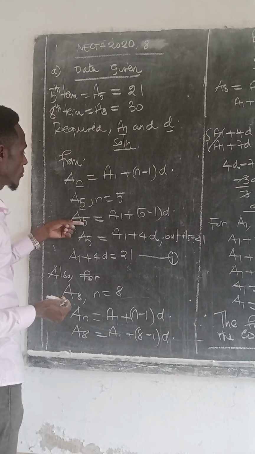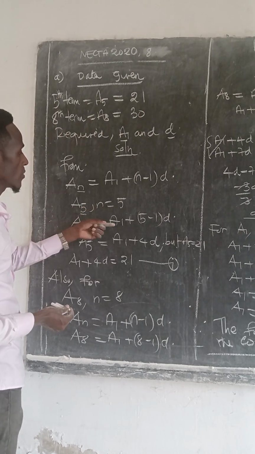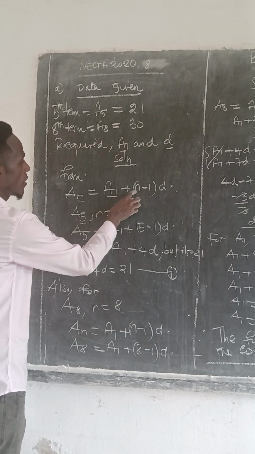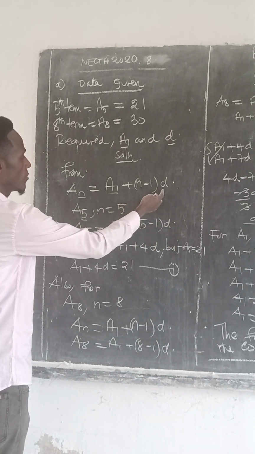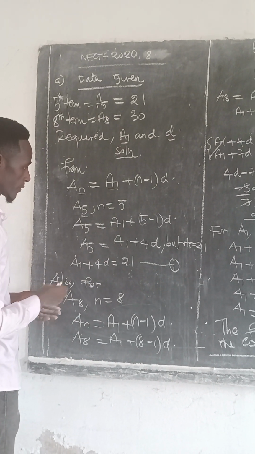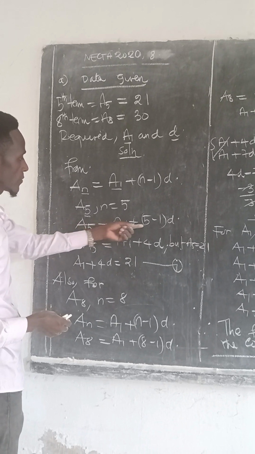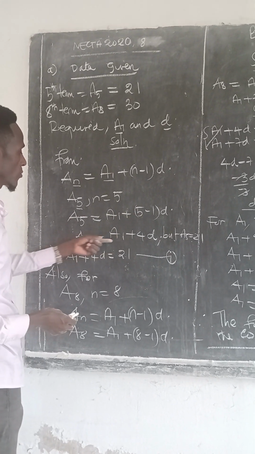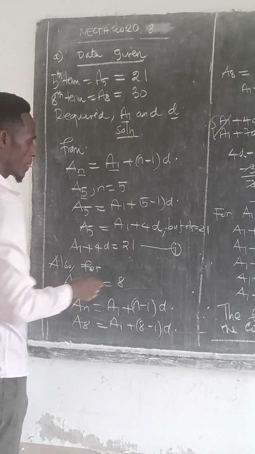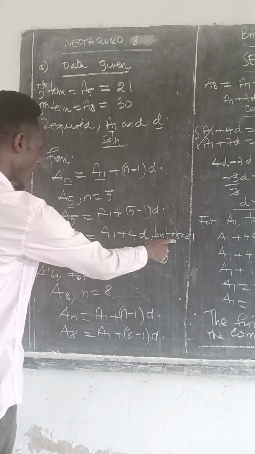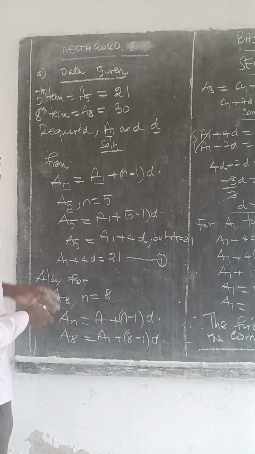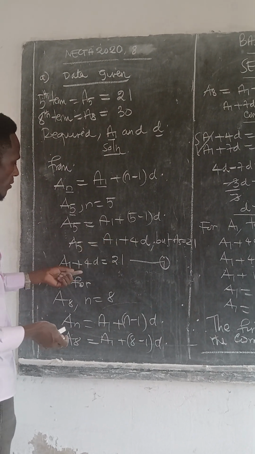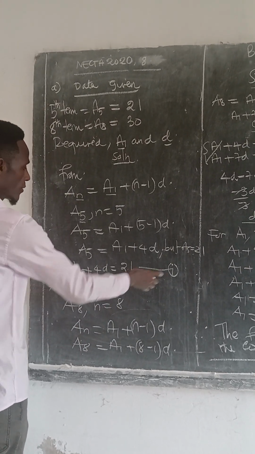So for A5, just substitute the value of N, because you don't have A1 and D, to obtain the equation. A5 is equal to A1 plus 5 minus 1 times D, so A5 is equal to A1 plus 4D. But A5 is equal to 21 from the given, so A1 plus 4D is equal to 21. This is equation number 1.